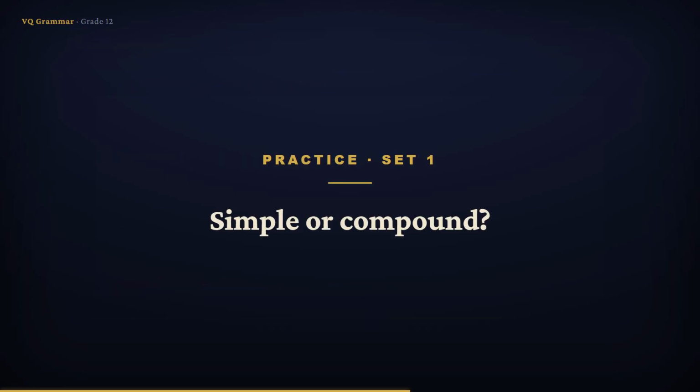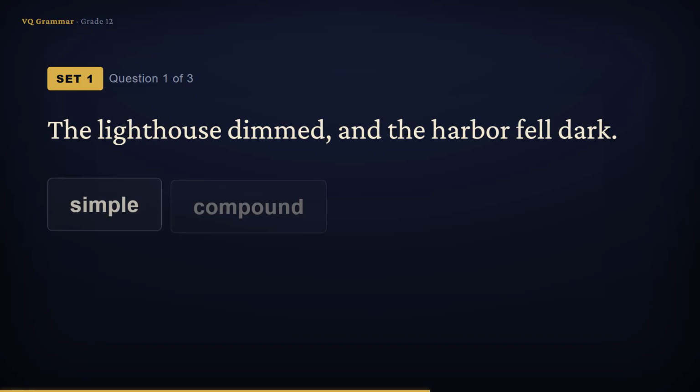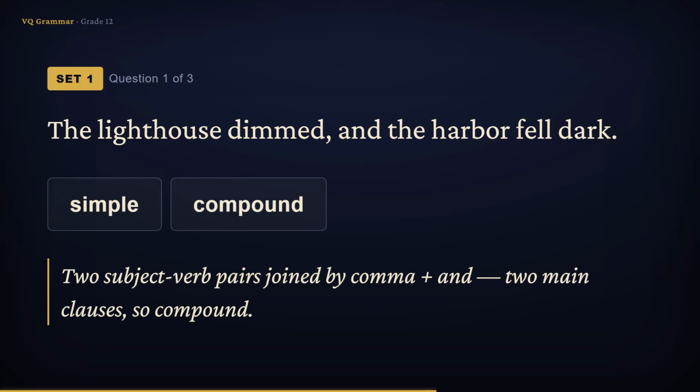In this first set, I'll show you a full sentence and you decide. Is it simple with one main clause or compound with two? Pause the video and choose before I reveal each answer. "The lighthouse dimmed and the harbor fell dark." Cover the "and." "The lighthouse dimmed" stands alone. "The harbor fell dark" stands alone. Two subjects, two clauses, joined by comma and. So this one is compound.